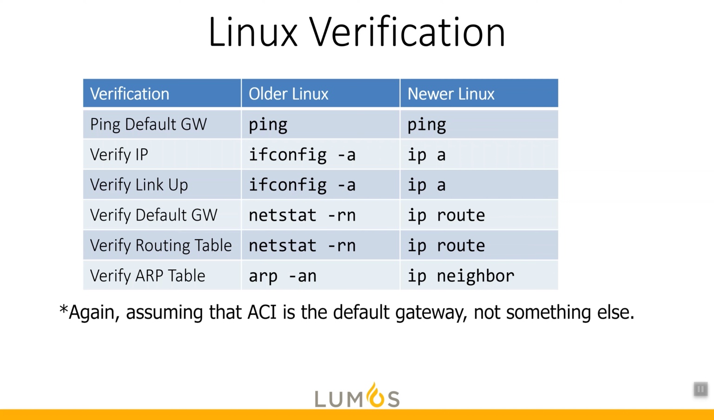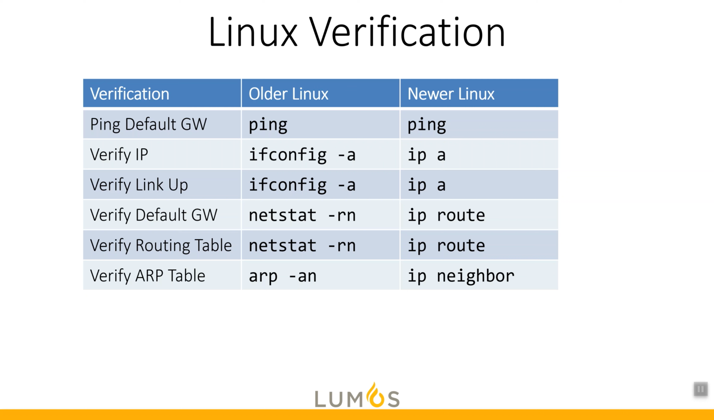So if you can't ping your default gateway, then either the default gateway is misconfigured or you've got some sort of layer 2 problem, usually the latter, but sometimes the former. So first of all, we're going to try to ping the default gateway, see what happens. We're going to verify the IP address is correct on the host. We're going to verify that the link is up. We're going to look for that up link light.